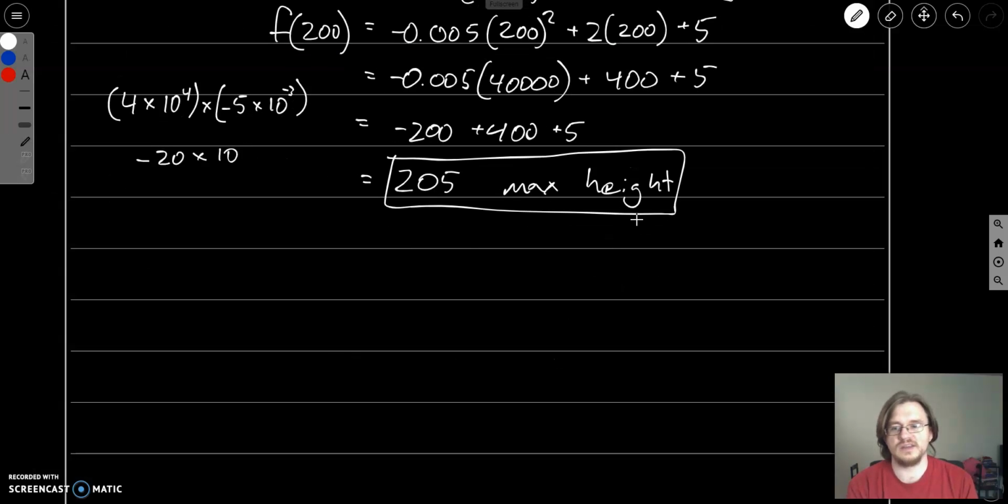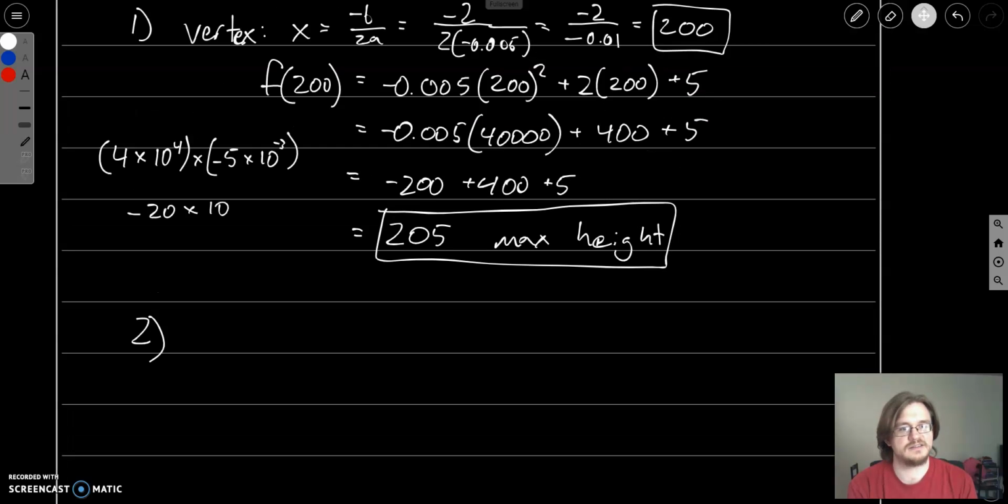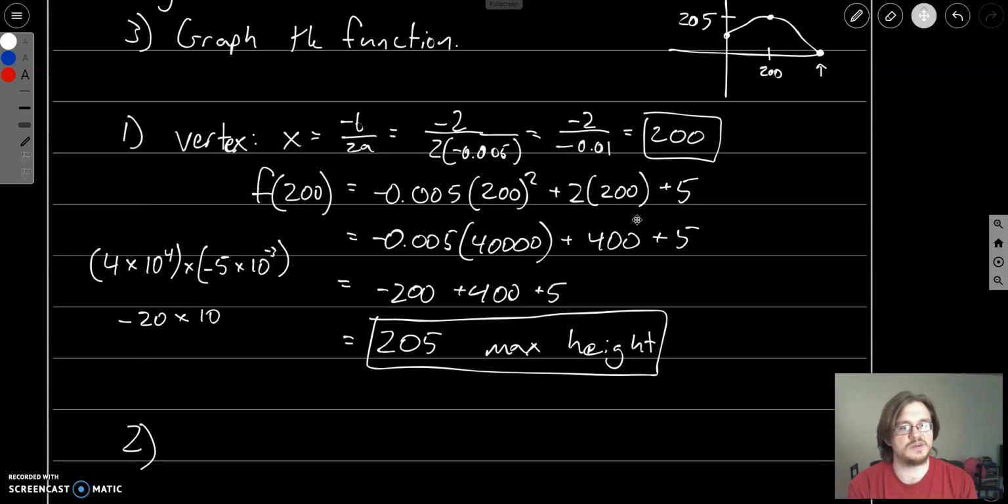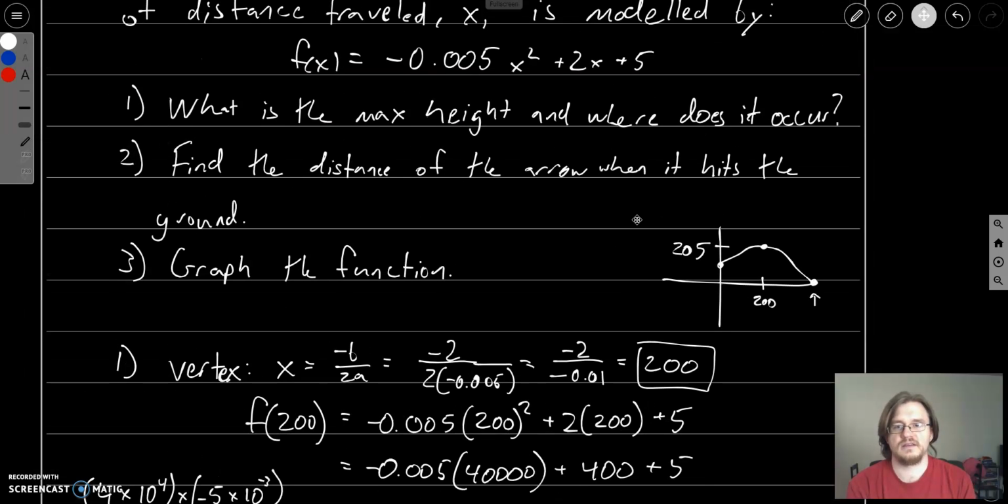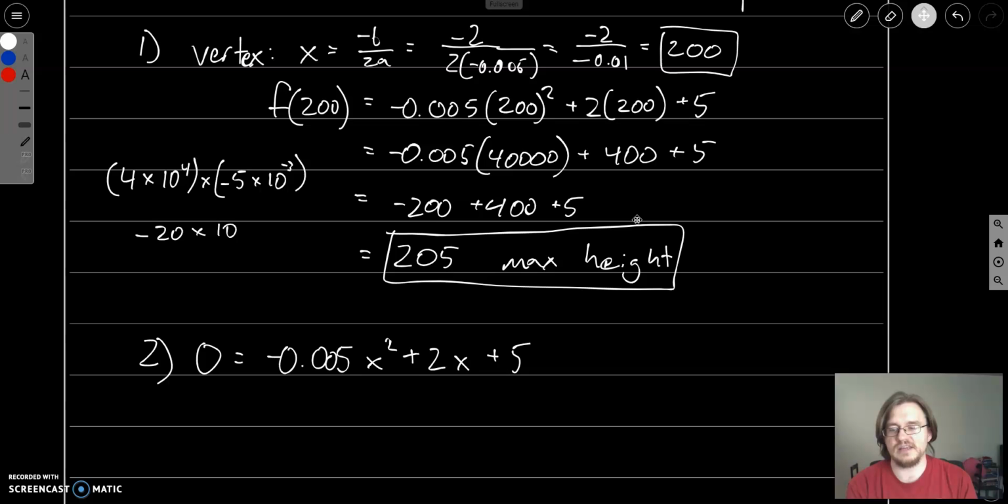So what we want to do is solve for the x-intercept right there. So we want 0 is equal to this big mess: negative 0.005 x squared plus 2x plus 5. Yep, so that's our function. So we want the height to be equal to 0.